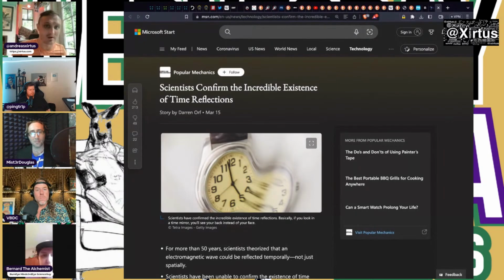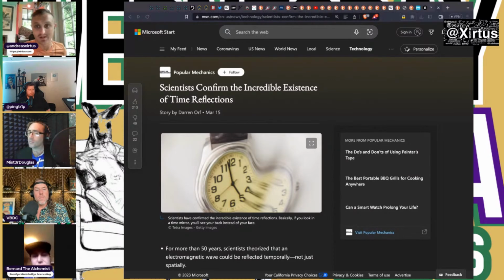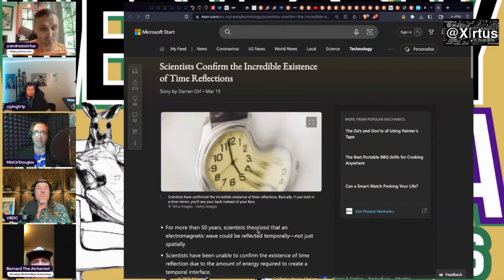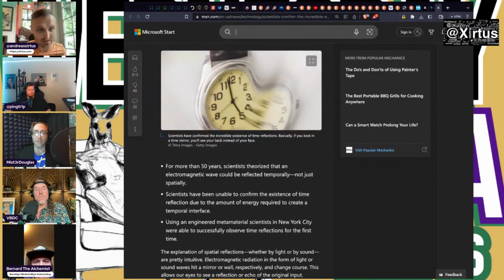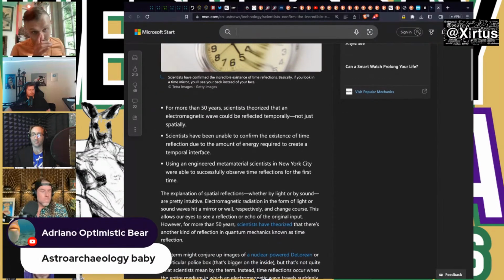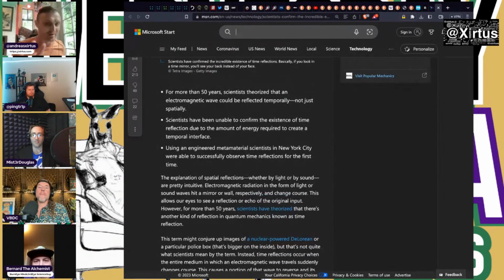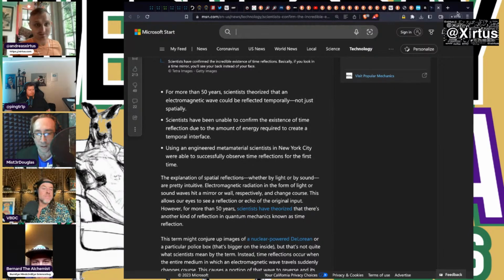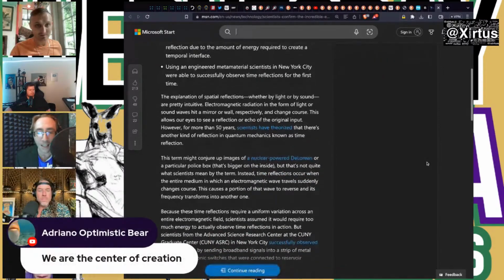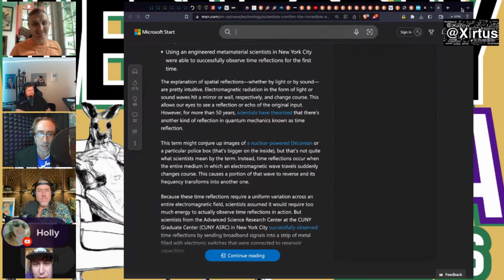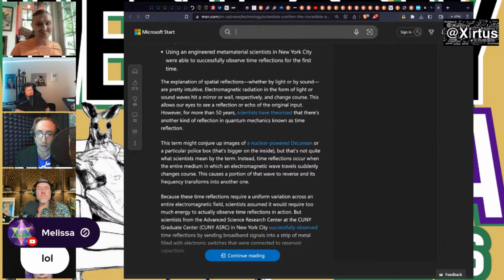Awesome. Scientists confirmed the incredible existence of time reflections, as requested to be brought up by Stuart. Thank you, Stuart. It says, for more than 50 years, scientists theorized that an electromagnetic wave could be reflected temporally, not just spatially. Scientists have been unable to confirm the existence of time reflection due to the amount of energy required to create a temporal interface until now. Using an engineered metamaterial, scientists in New York City were able to successfully observe time reflections for the first time. The explanation of spatial reflections, whether by light or by sound, is pretty intuitive. Electromagnetic radiation in the form of light or sound waves hits a mirror or wall, respectively, and changes course. This allows our eyes to see a reflection or echo of the original input.